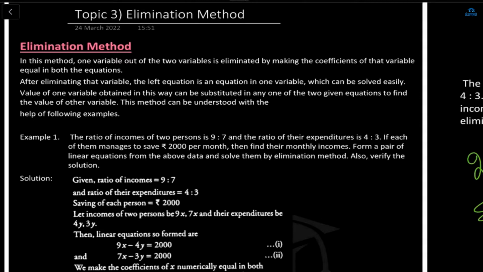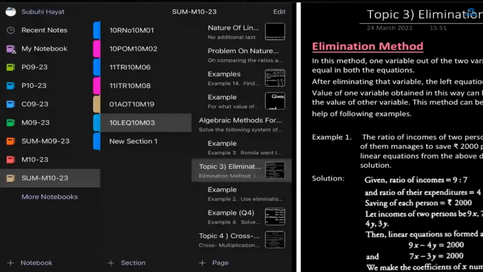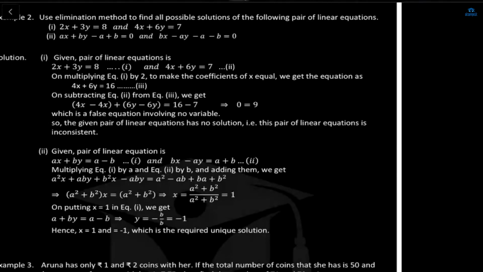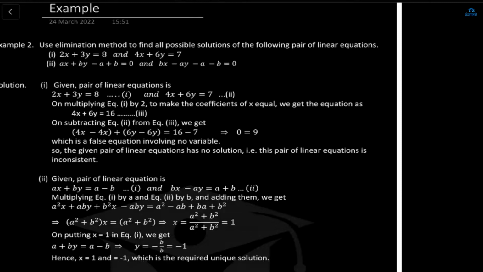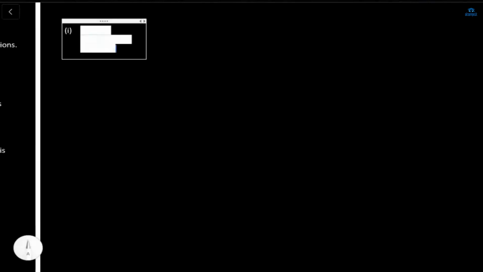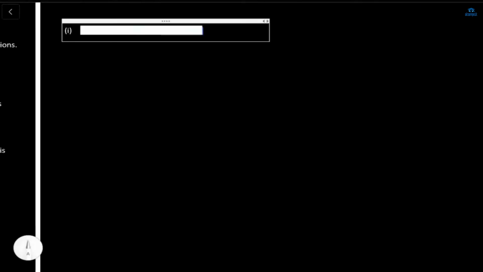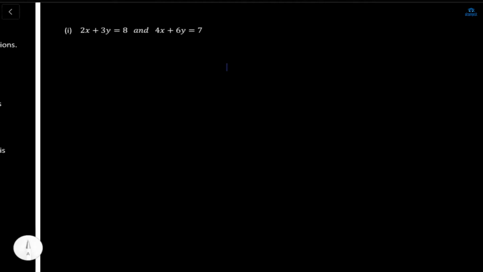Now let's see one or two more examples and then we will go to another method, that is cross multiplication. Now, use the elimination method to find all the possible solutions of the following pair of linear equations. Let me copy. The first one we had copied. If you have any doubt in the substitution method or graphical method, let's see the elimination method.